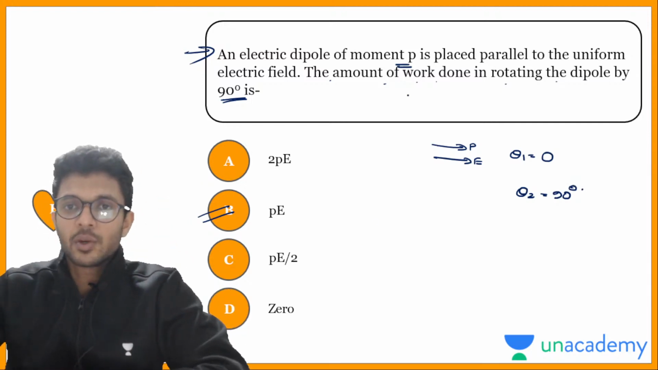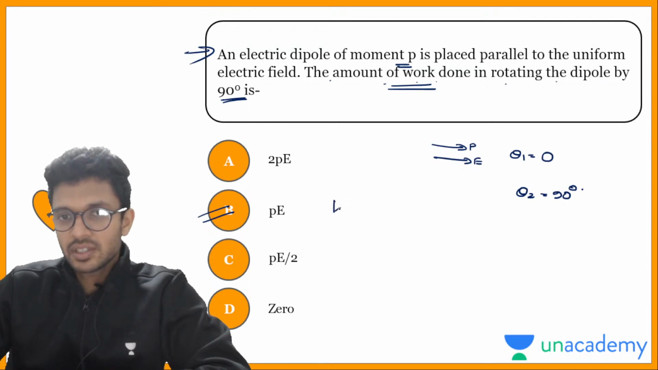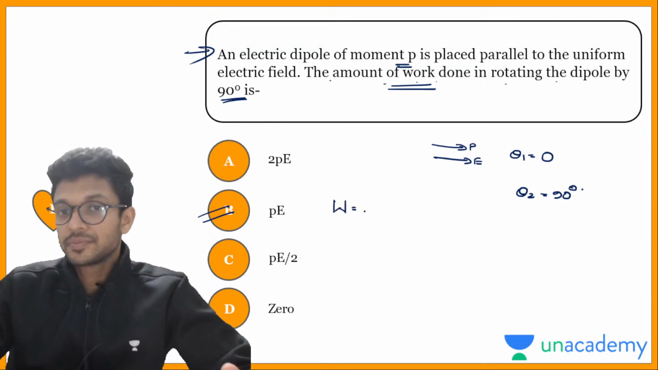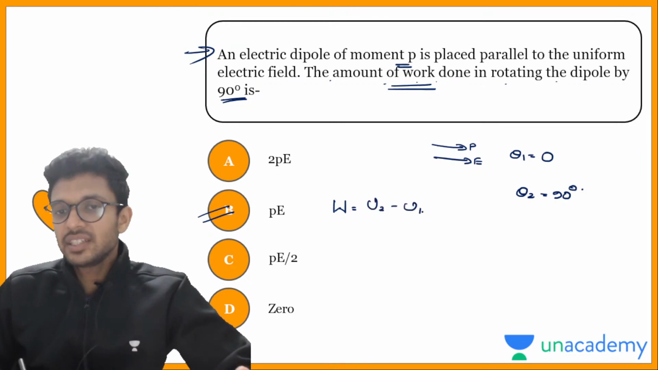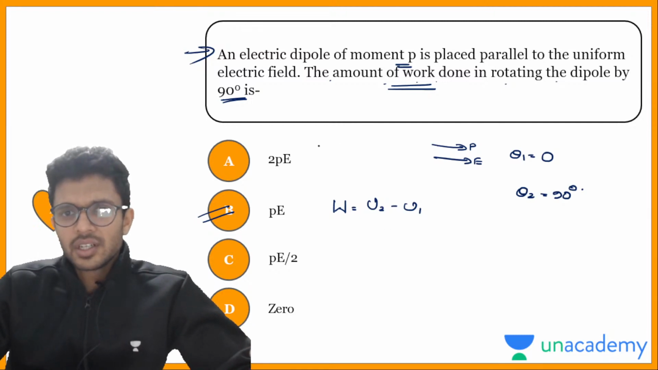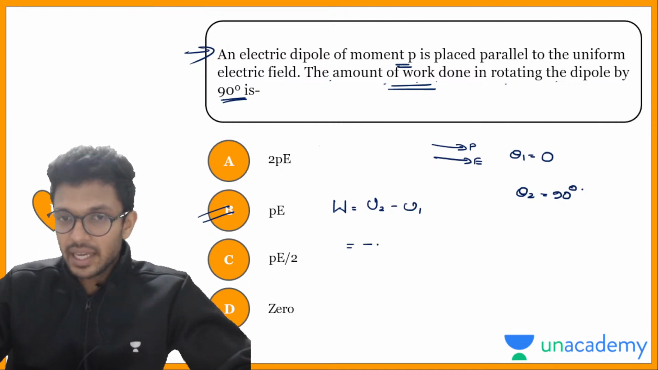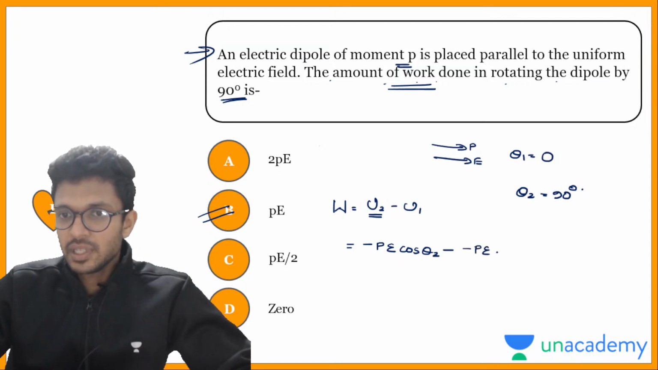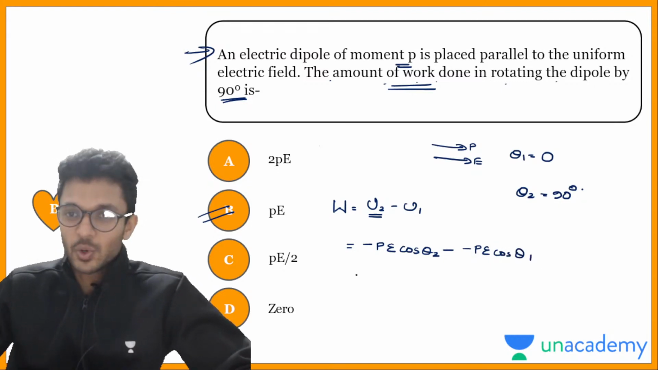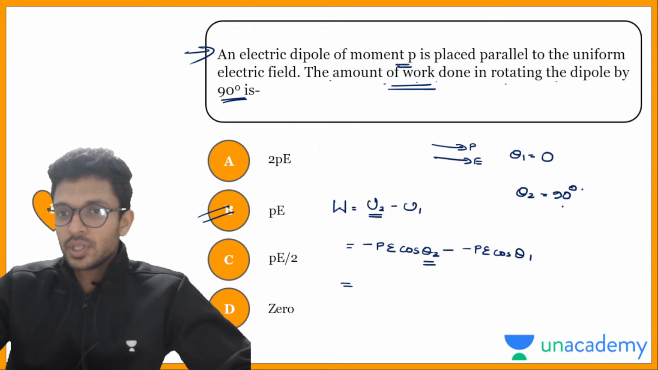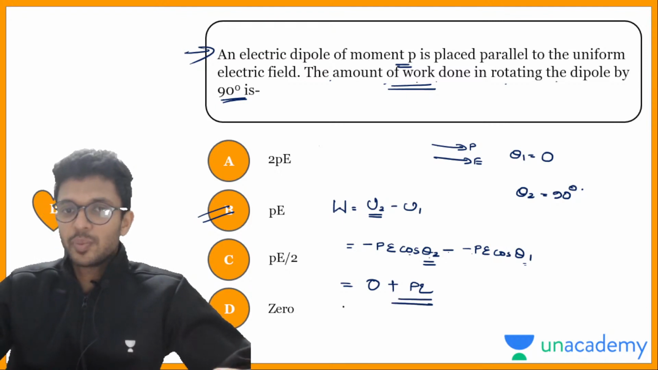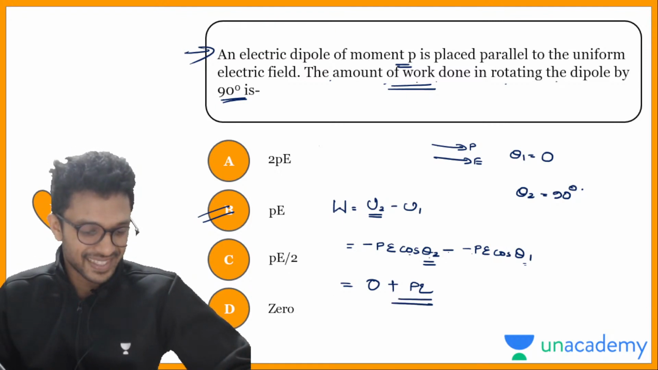Done? Okay. Question is, what is the work done? Tell me what is the formula for work done while you rotate a dipole? Simple. Final potential energy minus initial potential energy. Okay. Now, I hope you all know the formula for potential energy. What's the formula? Minus P E cos of, as we are talking about final, theta 2. This minus, put it here. U1 is minus PE cos theta 1. Done? Just put theta 2 and theta 1, get your answer. Theta 2 is 90. So, cos 90 is 0. Minus of minus plus PE, theta 1 is 0, cos 0 is 1. So, 0 plus PE, the final answer is PE. Got it?